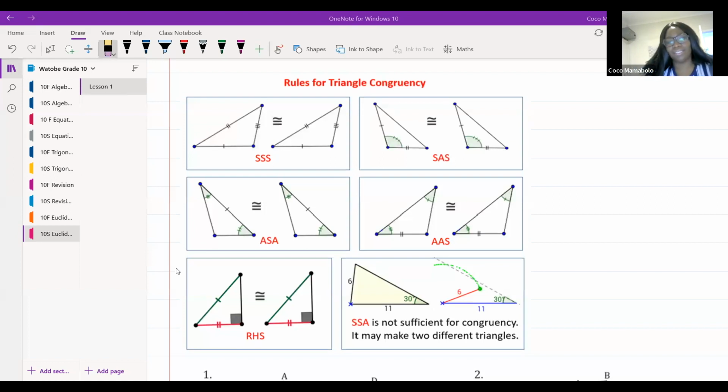Yes, Tiana. Ma'am, so the last one is SSA? We're not gonna use it. We're just not gonna involve it in anything. Don't even worry about it. So if you ever get to something and your reason is SSA, that means it's not congruent. Okay, thank you, ma'am. All right, excellent.